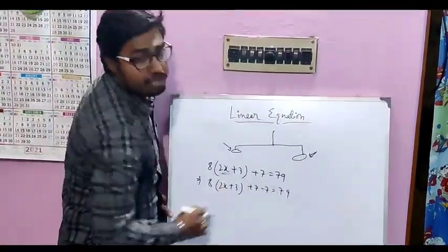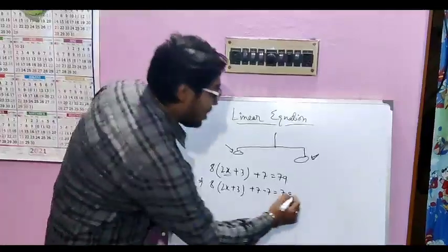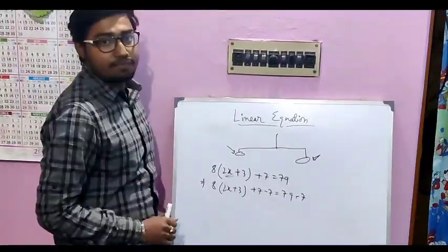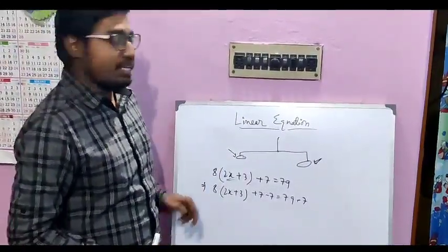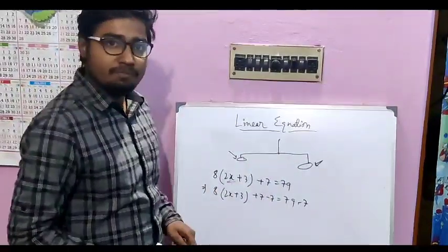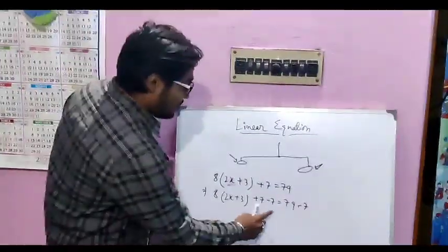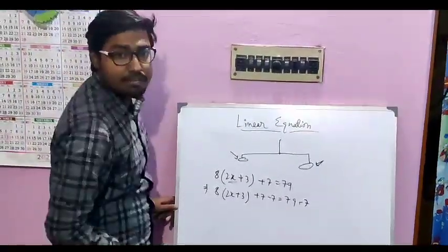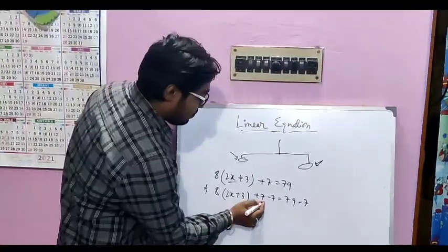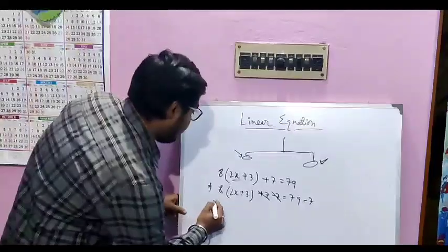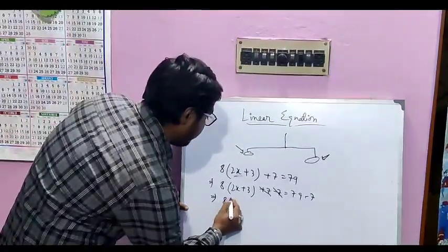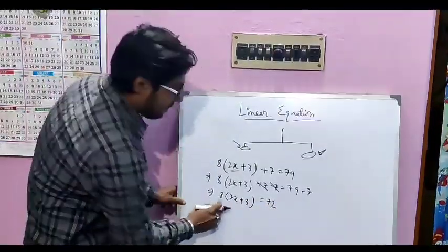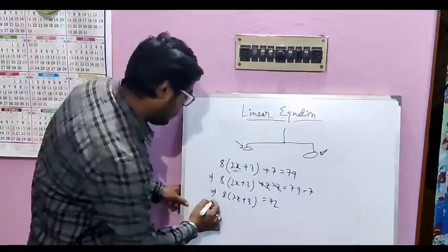Now, just look at this equation. Everyone must be wondering why I have put minus 7 on the left hand side and minus 7 on the right hand side. So, what does the shopkeeper do? He just tries to balance both sides of the beam. With this concept, I am just trying to balance both sides of the equation by deducting 7 from the left hand side and 7 from the right hand side. So, plus 7 minus 7 got deducted. Now, we are getting 8 times (2x plus 3) equals 72.